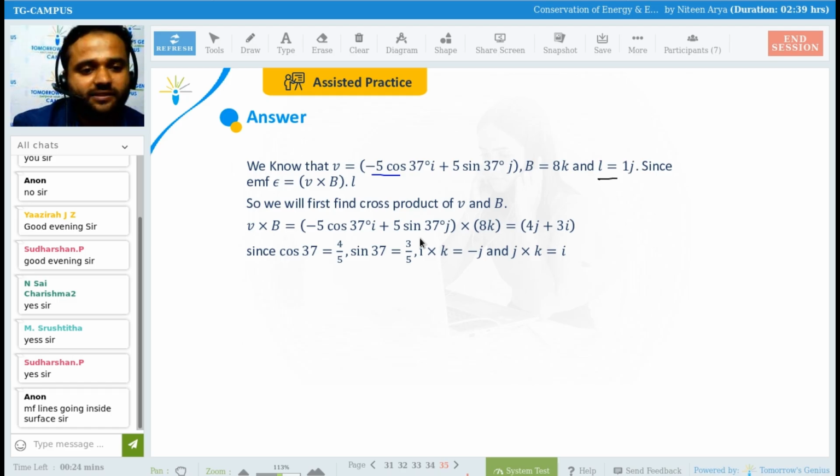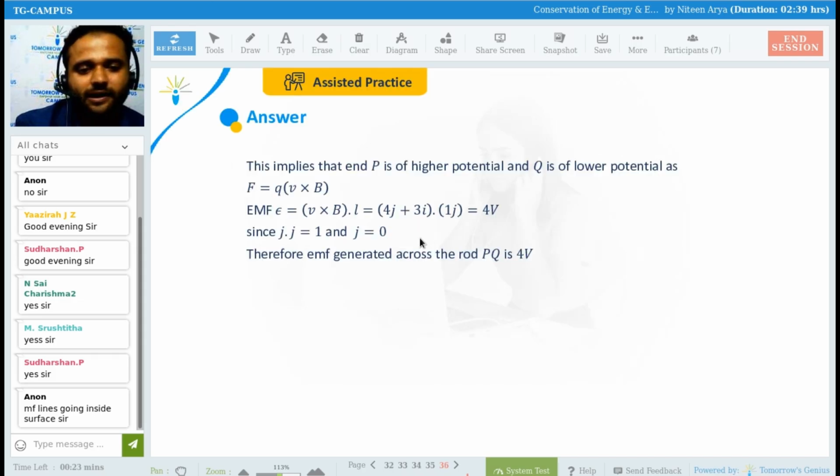So we know EMF is nothing but V cross B dot L, or you can write in the reverse way, L V cross B. Put the vector product. This is your vector product since cos 37 and this. So V cross B is positive. Therefore, the EMF generated across PQ is 4 volt. The main thing is the vector product, you need to understand here, nothing more than that. Clear everyone?